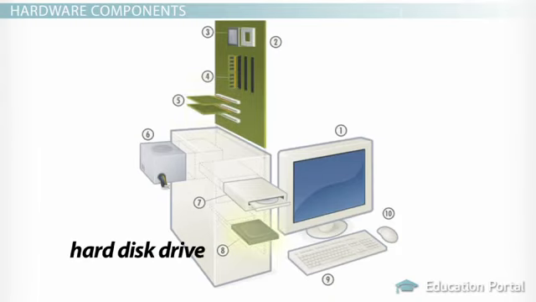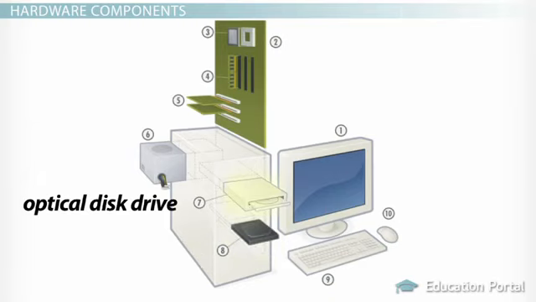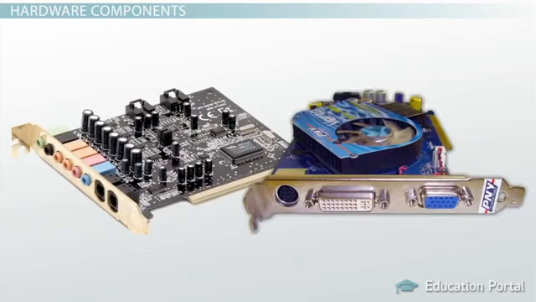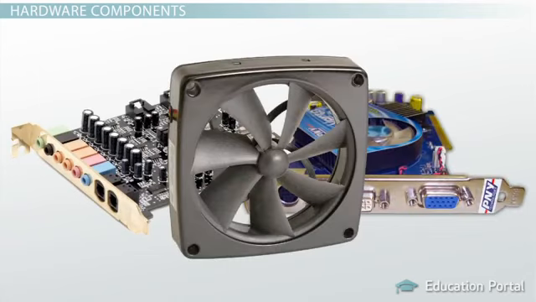The internal hard disk drive, number 8, serves as the mass storage device for data files and software applications. An optical disk drive, number 7, makes it possible to read from and write to CDs and DVDs. Other hardware components typically found inside the computer case, but not shown in the figure, are a sound card, a video card, and a cooling mechanism such as a fan.